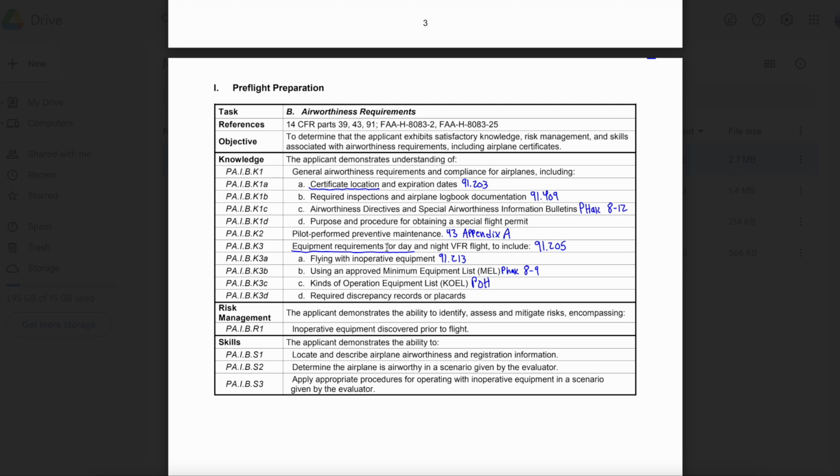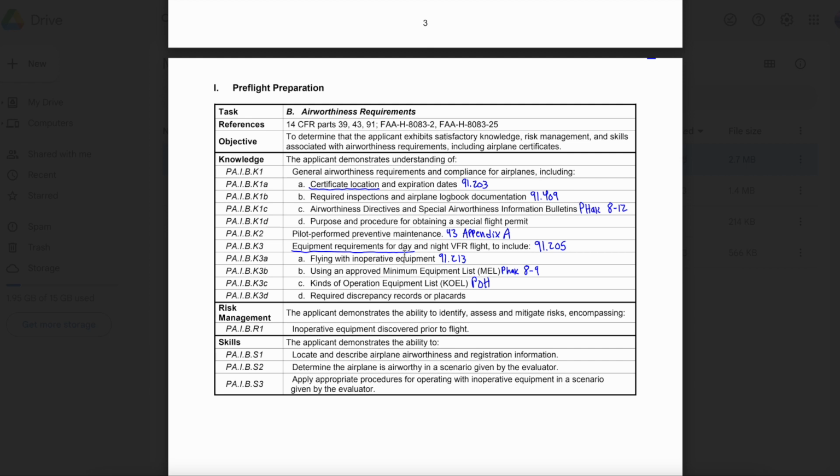Remember, A-V-I-A-T-E. You're going to need your annual inspection within the preceding 12 calendar months. This will be found in 14 CFR 91.409. Airworthiness directives and life-limited parts complied with as required. This will be in 14 CFR 91.403 and 91.417. Your VOR equipment check every 30 days for IFR operations. That will be in 14 CFR 91.171.